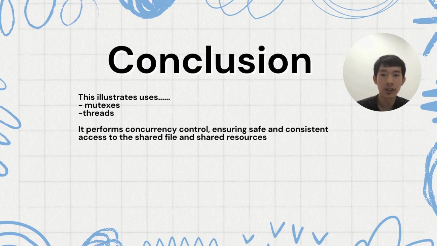For conclusion, our system illustrates a scenario that uses mutexes, threads, condition variables and many more techniques to perform concurrency control, ensuring safe and consistent access to the shared file and shared resources.